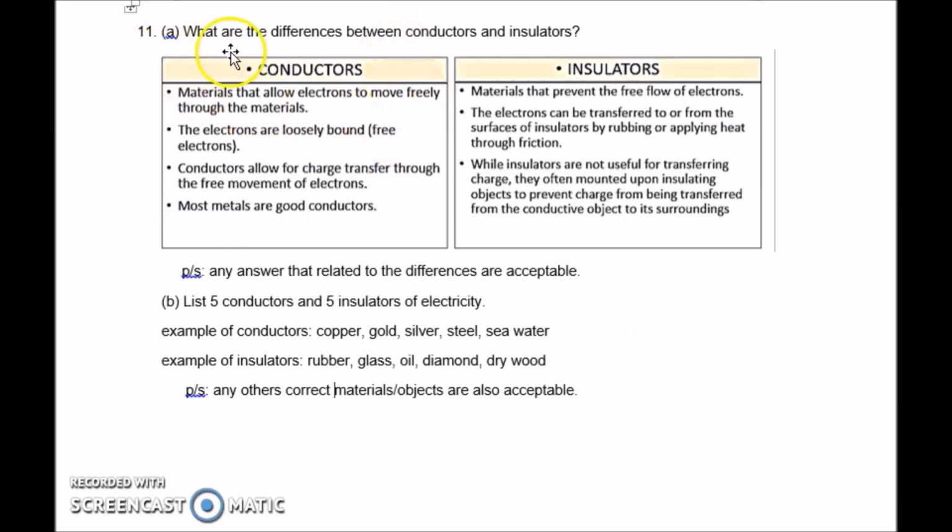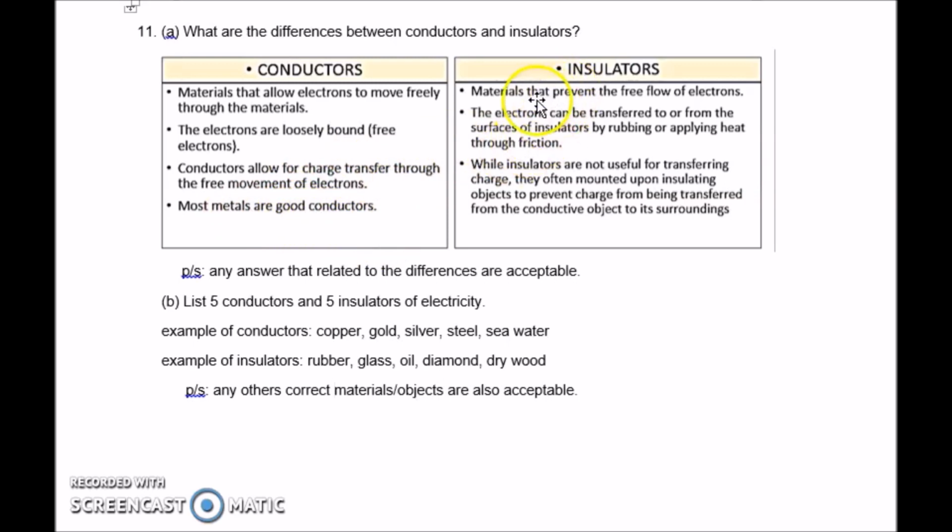For question 11, what are the differences between conductors and insulators? These are the suggested answers. Conductors are the materials that allow electrons to move freely through the materials. Electrons are loosely bound or free electrons. Conductors allow charge transfer through the free movement of electrons, and most metals are good conductors.